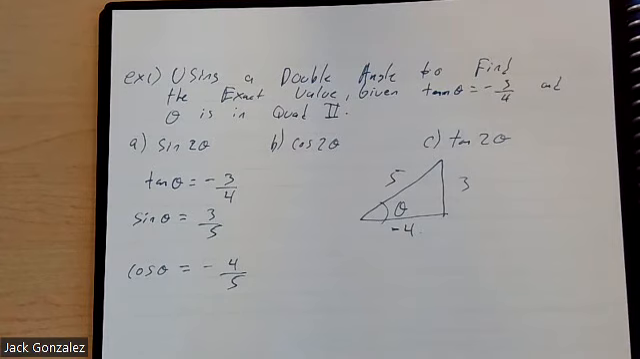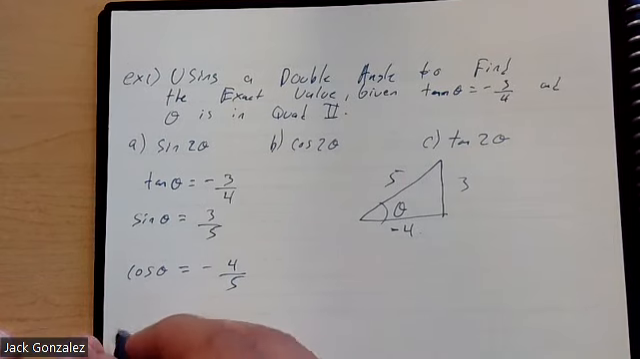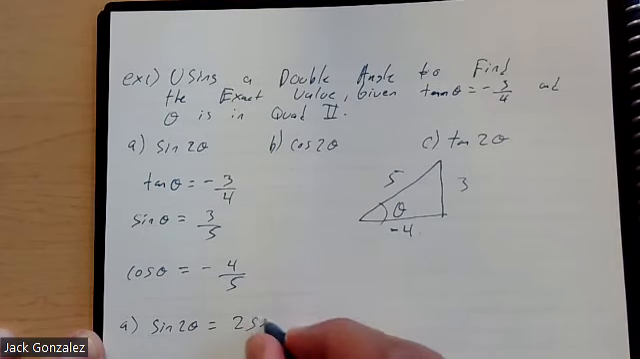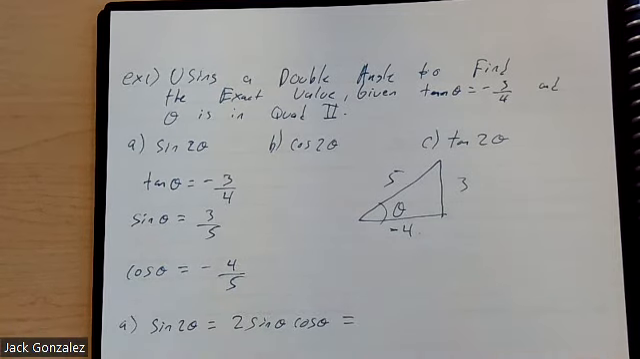Right, once you have that, you can just solve A, B, C. It's just straight up using a formula, nothing crazy. So part A is literally apply the formula. Sine of 2 theta is equal to 2 sine cosine. Plug in what we just found, and that's it.